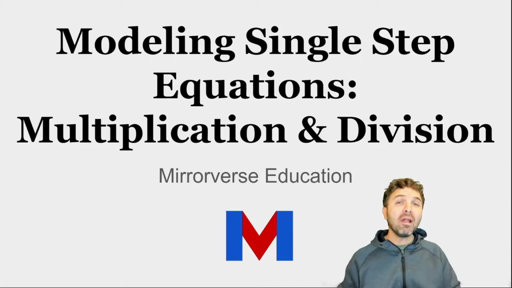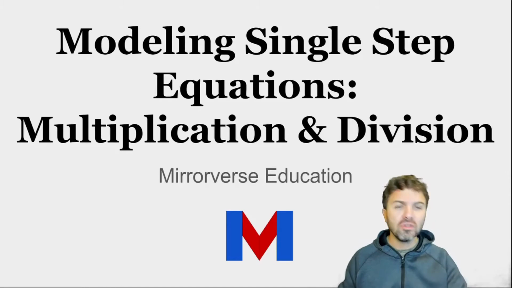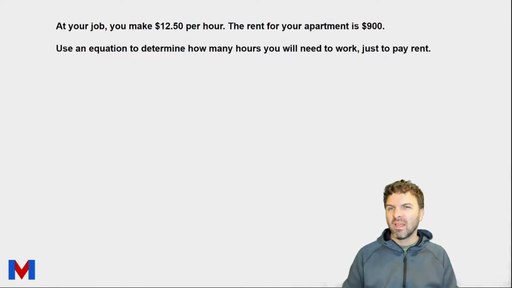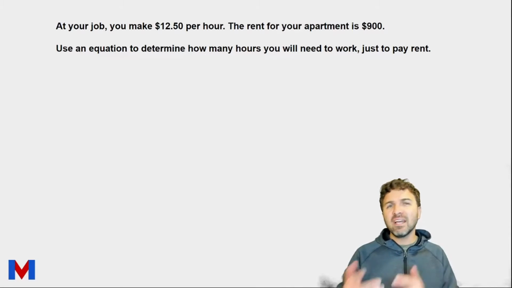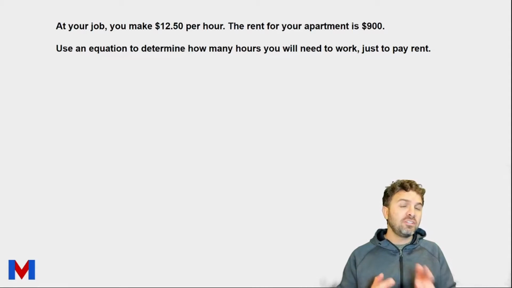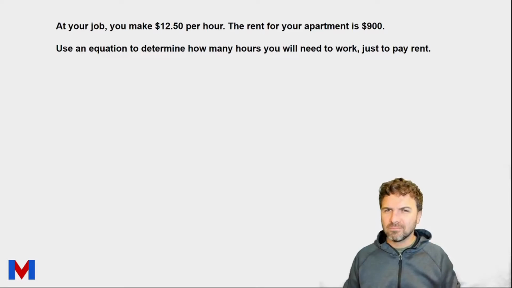Today, we're looking at modeling single-step equations, working with multiplication and division. So, let's go. At your job, you make $12.50 per hour. The rent for your apartment is $900. Use an equation to determine how many hours you need to work just to pay for rent.